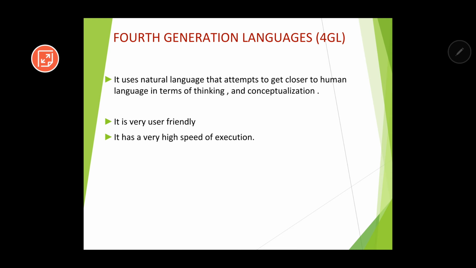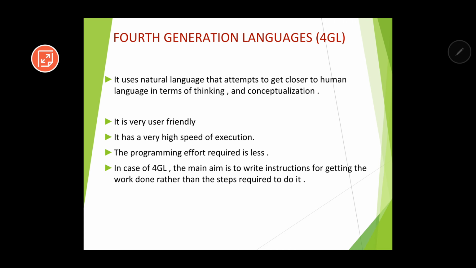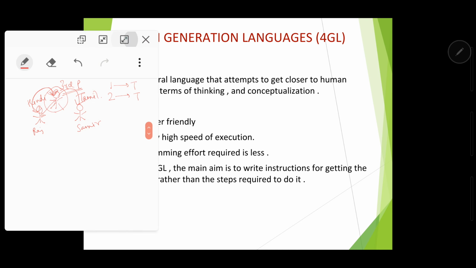It has a very high speed of execution. Its speed of execution is very fast. The programming effort required is less. Okay, as it is closer to the human way of thinking, the programming effort required is very much less. In case of fourth generation language, the main aim is to write instructions for getting the work done rather than the steps required to do it. Let's understand it with the help of an example.